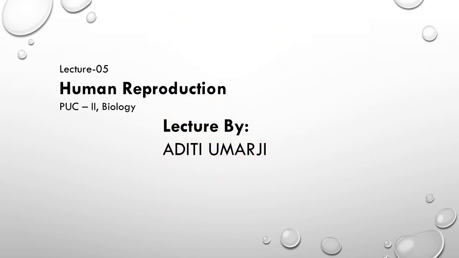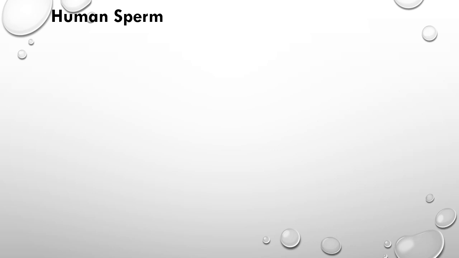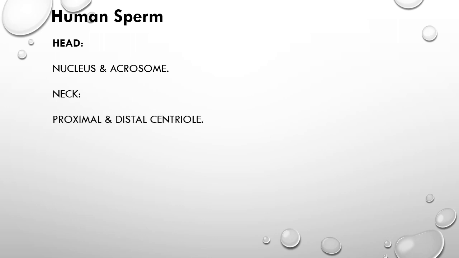Dear students, I welcome you all to the fifth session of human reproduction. In the last class, we have already studied the process of spermatogenesis, which involves the production of sperm. Finally, let us know the structure of human sperm here.